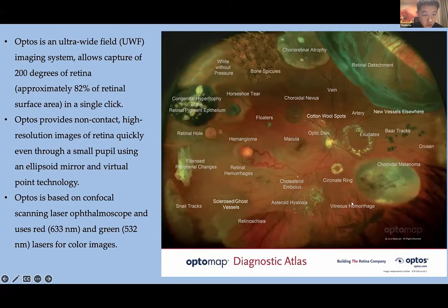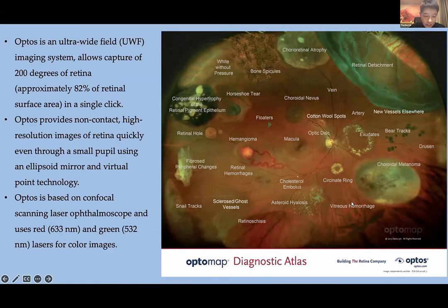Optos is an ultra-widefield imaging system. It has become widely popular and routinely used in clinical practice. It can capture 200 degrees of the retina, about 82% of the retinal surface area, in a single click. Right now, there are more than 1,000 Optos devices in China. I think that was presented in some news several months ago.